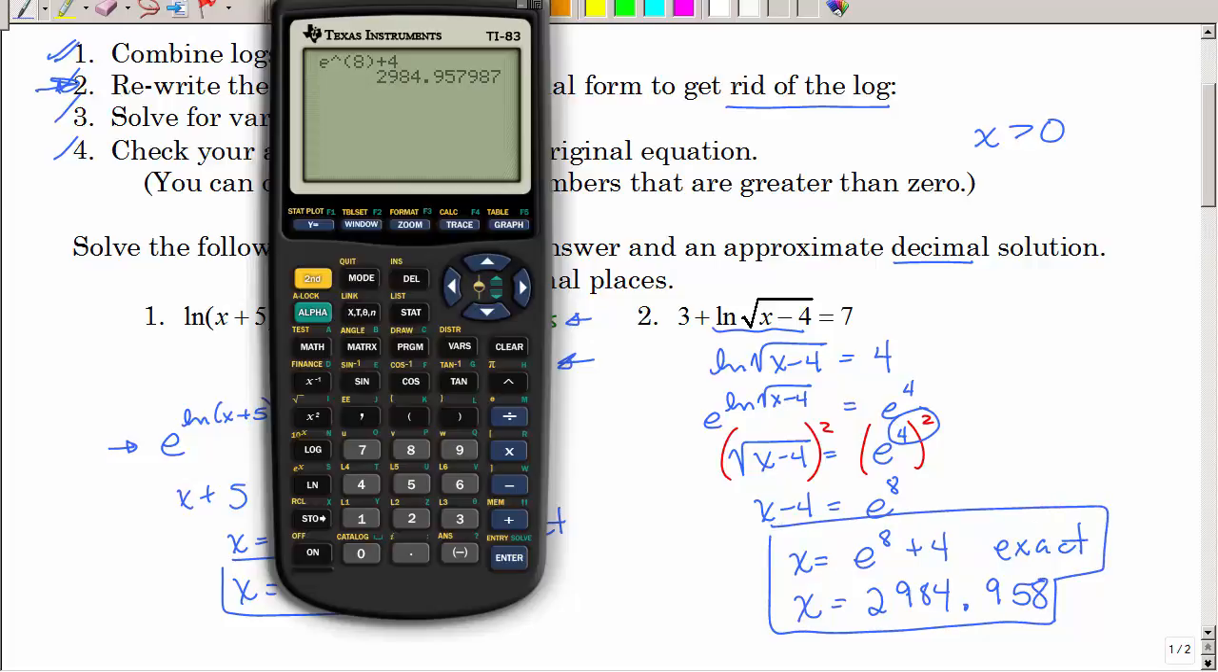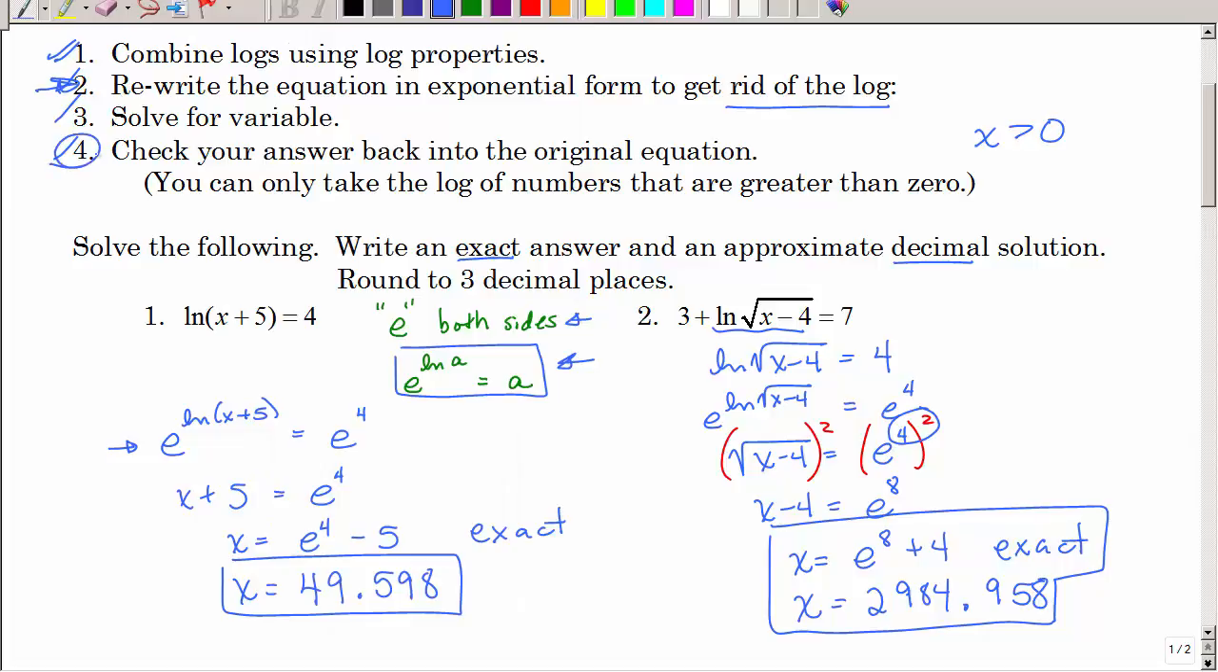Could you check it? We were supposed to do step 4, check our answer back into the original equation, and I didn't do that. So let's go ahead and do that right now. On problem 1, if I put that in here, am I taking the log of something greater than 0? Well, yes, I am. 49 plus 5, that's definitely something greater than 0. What about over here? If I put that number in for x, so 2,984 minus 4, is that positive so that I can take the square root of it? Yes. And then I would take the log of that number, which is also positive. So that checks.